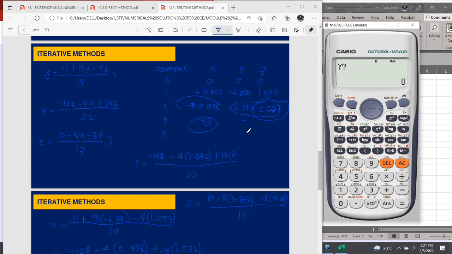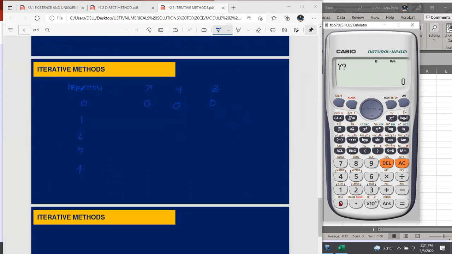Next is calculate. What is the initial value? First, X is 0, Y is 0, and M, which is Z, is 0. So first you have 5.842, then Y is negative 6.88, and then 1.077. It records the latest value automatically. So the next value of X is 0.908, and Y is negative 5.347, and Z is 2.677. Let's check if it is solved.